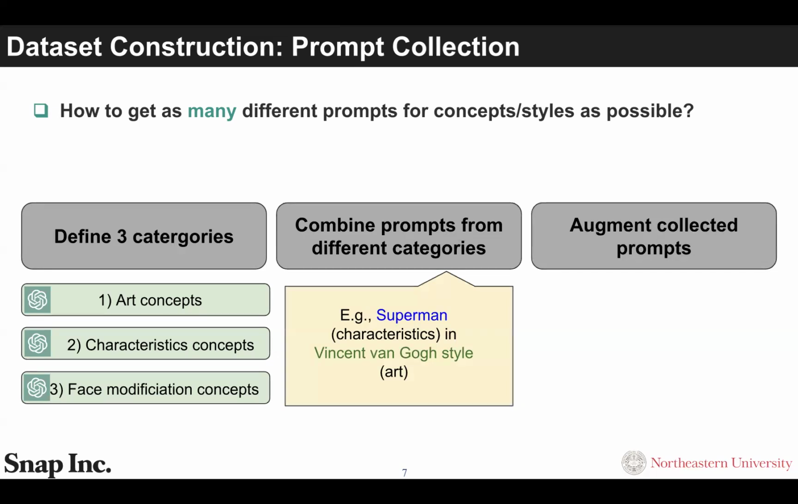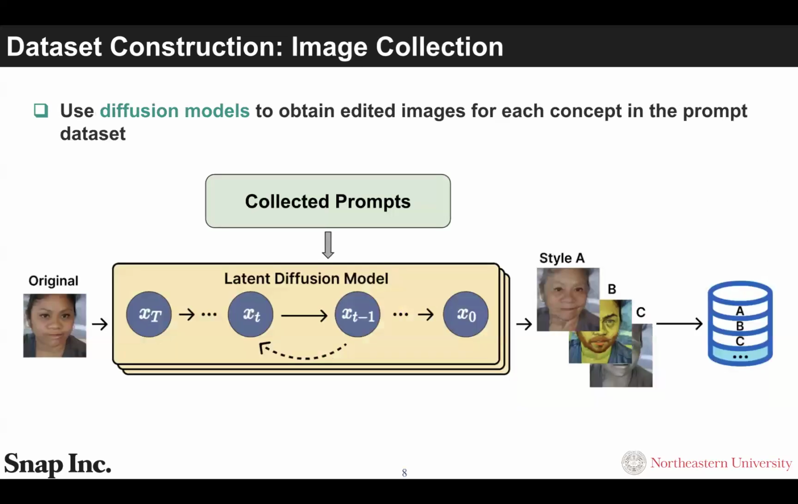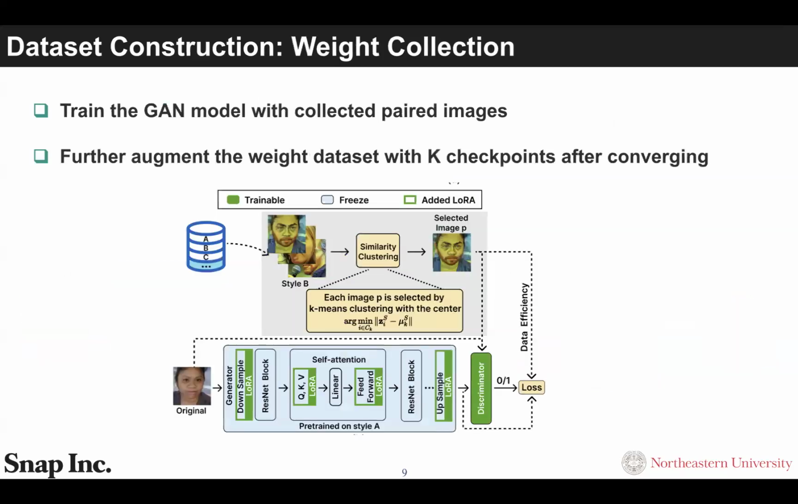Next, we further conduct an augmentation process. We query a large language model to provide concepts with similar meanings, but different representations. And here we use Vicuna for the augmentation purpose. After the prompt dataset collection, we use the diffusion model to edit real images. And after that, we can have the edit images for each concept in the prompt dataset. The edit images and original images form pairs of data, and they can be leveraged for the GAN training process.